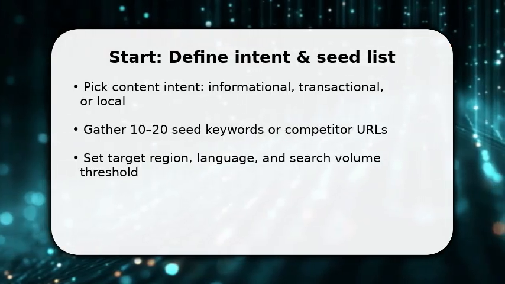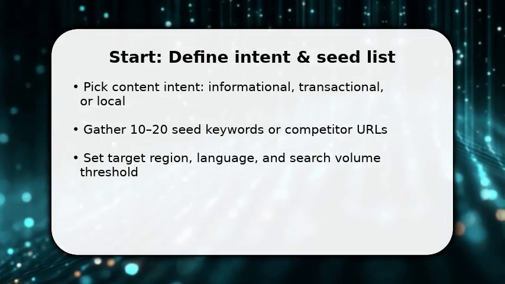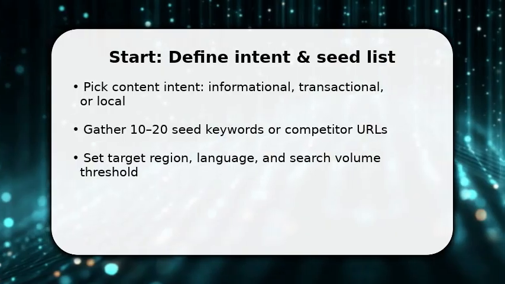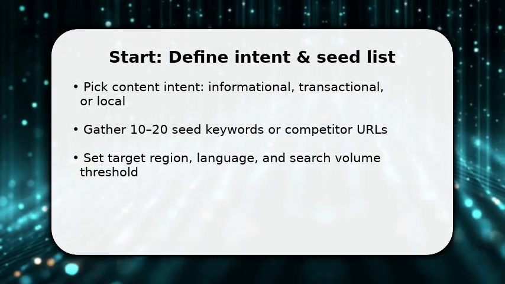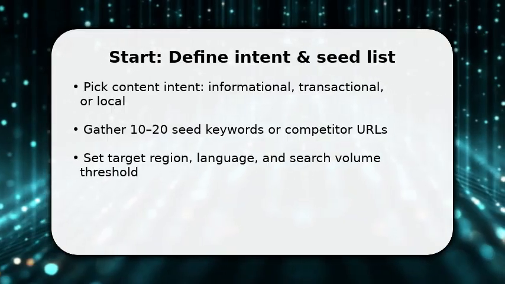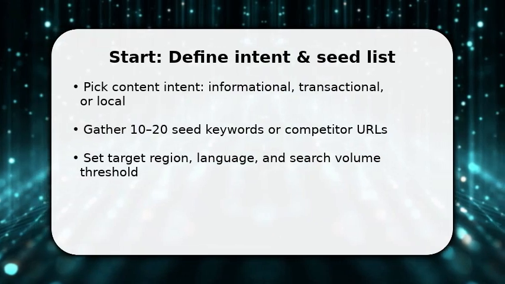Next, paste 10-20 seed keywords or competitor URLs into your prompt to give ChatGPT context. Once done, tell the model the target country and language plus a minimum search volume filter. Make sure to include desired SERP features like featured snippets or maps to guide suggestions.